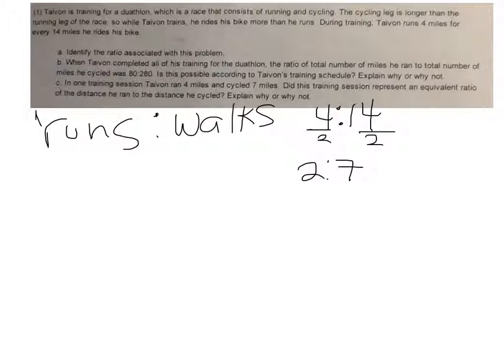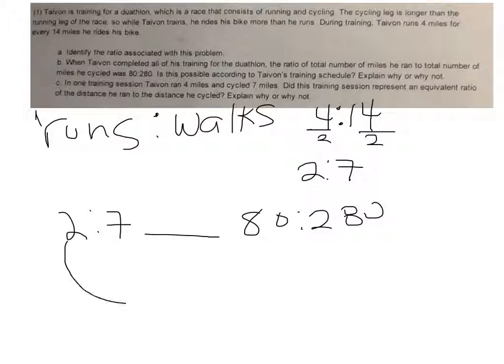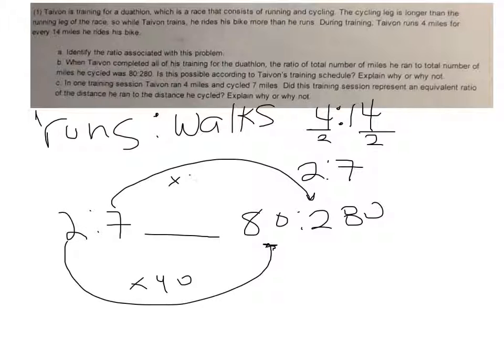So basically what this is asking is, is the ratio 2 to 7 equivalent to the ratio 80 to 280? If it's equivalent, you will need the same multiple of 2 to get to 80 as you would need to get from 7 to 280. I know that I would need to multiply 2 by 40 to get to 80. So the question is, is 7 times 40 equal to 280? And it is. Therefore, I can say that those are equivalent ratios.